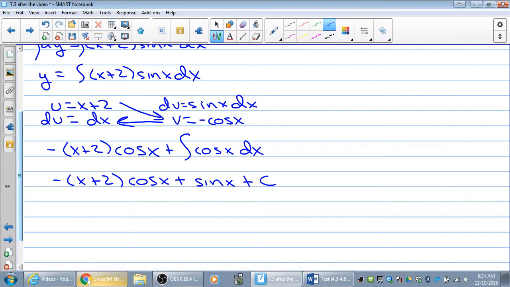Now, if we took the derivative of that, we would get the original. We'd go right back to the beginning. Any questions on this one? So this is a case where we do let u be the polynomial.